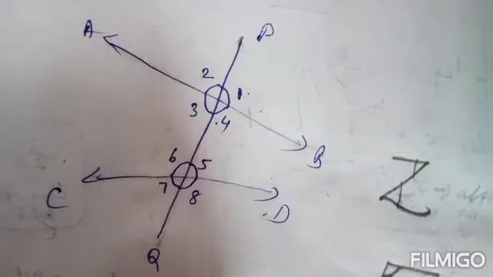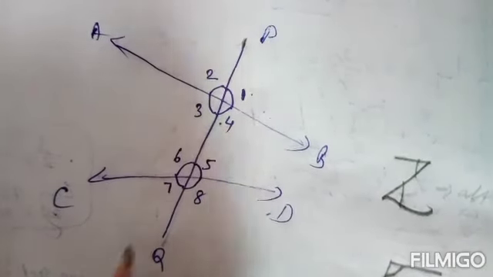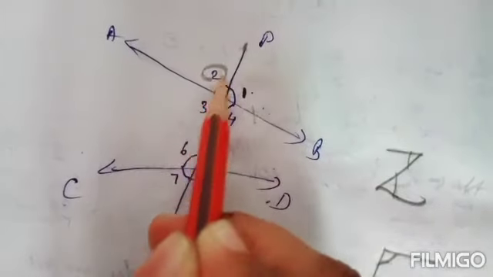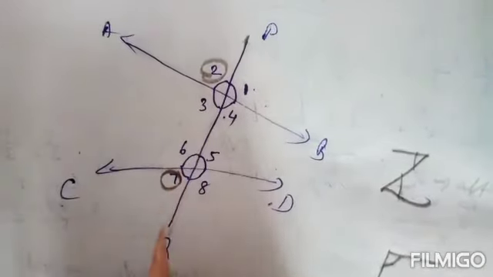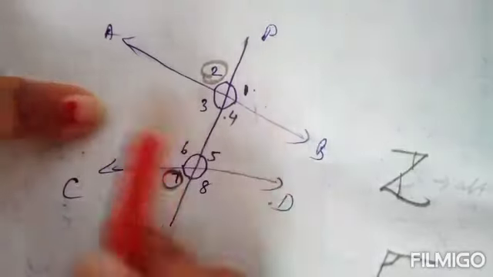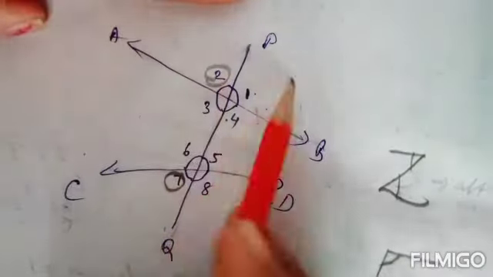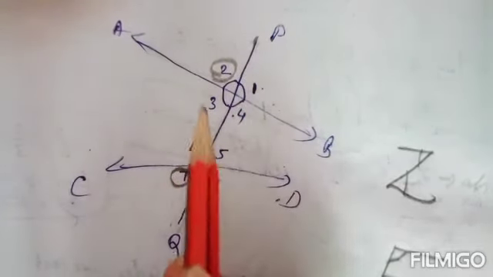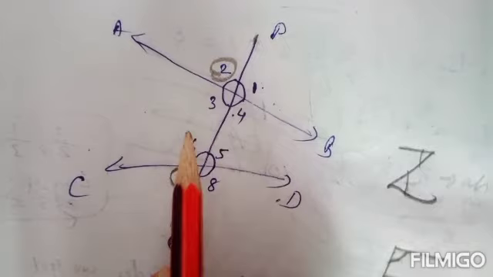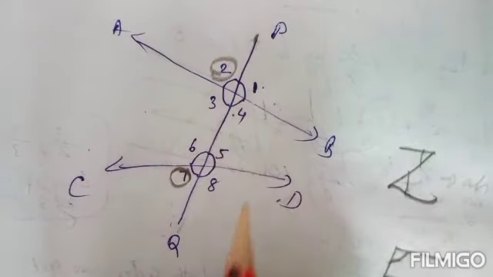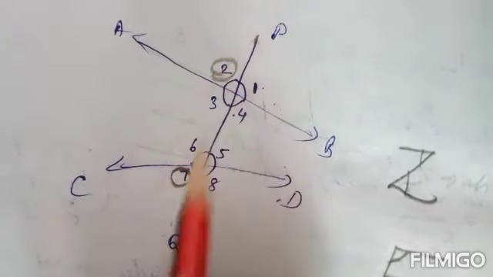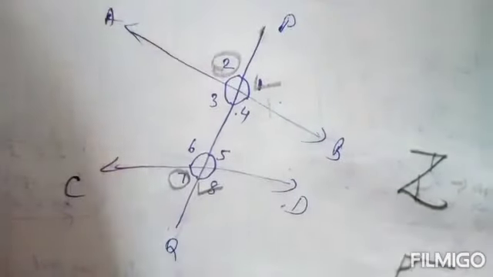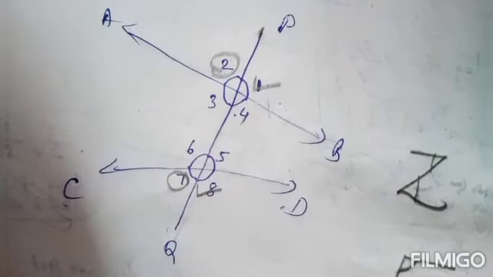Next, exterior allied angles. Exterior allied angles are angles on the same side of the transversal which lie in the outside, exterior portion. Okay, this is the interior portion and these 2 are the exterior portion. So on the same side of the transversal the exterior angles are called exterior allied angles. So angle 2 and 7, then angle 1 and 8. These are two pairs of exterior allied angles.